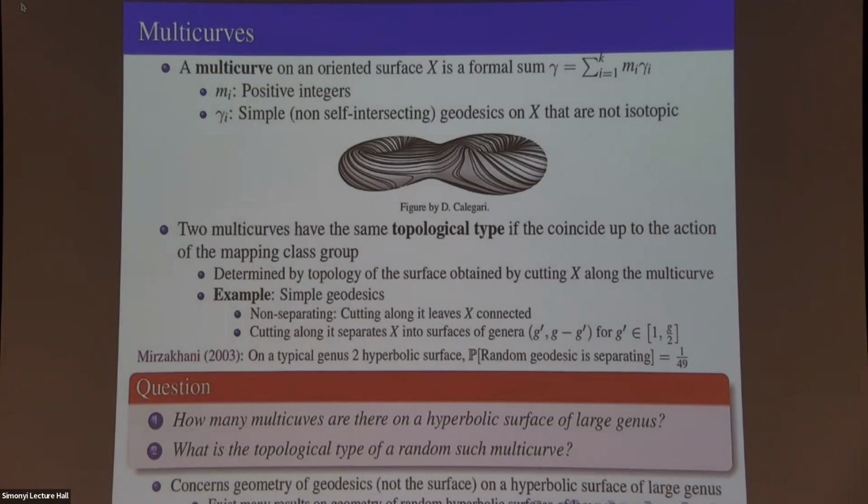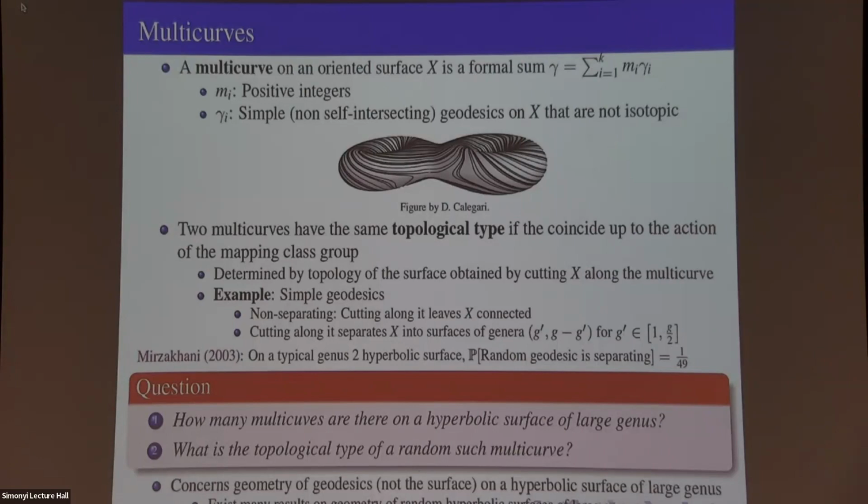A multicurve on some oriented surface X is a formal sum gamma equal to the sum of mi times gamma i. So these mi's are just positive integers, and these little gamma i's are simple, by which I mean non-self-intersecting geodesics on X, which are not pairwise asymptotic. Okay, so I'll say that 2 multicurves are of the same topological type if they coincide up to an action of the mapping class group. So another way of thinking about this is that if I cut my surface, I have some multicurve, which is just some collection of simple geodesics.